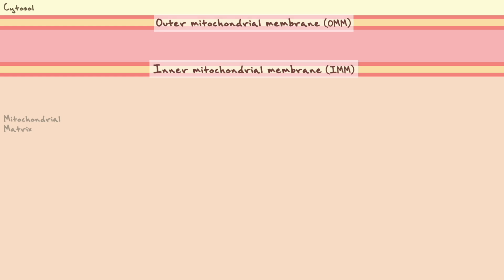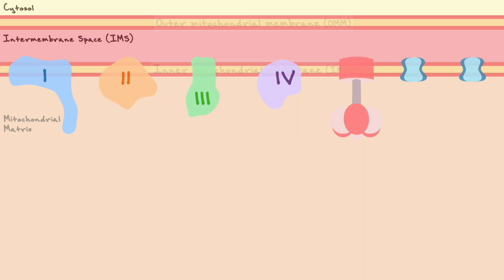The cytosol and the mitochondrial matrix are separated by two mitochondrial membranes, an inner and outer membrane, and the two create the intermembrane space. The proteins that we are concerned with are all embedded in the inner mitochondrial membrane, and as you can see, now they are arranged in a linear order.